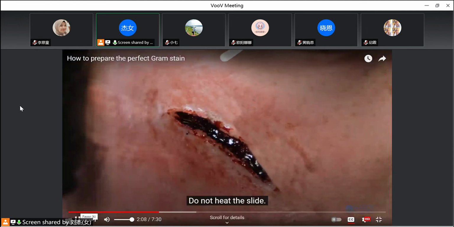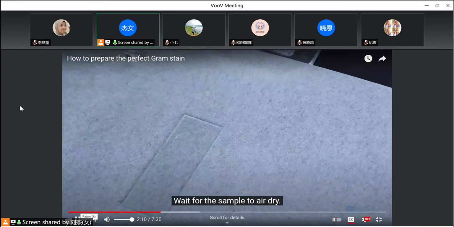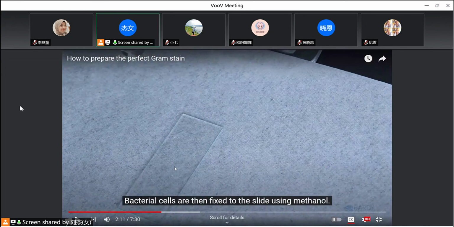Do not heat the slide. Wait for the sample to air dry. When we drop the sample into the saline, some students in the laboratory are in such a hurry when they do this experiment. They put the slide on the fire to make it dry. That is forbidden. You need to let it dry in the air by itself. It may take 10 minutes to half an hour. So just let it dry in the air.